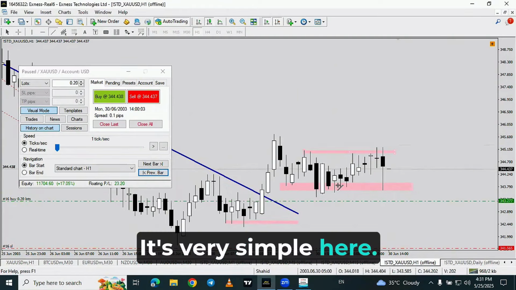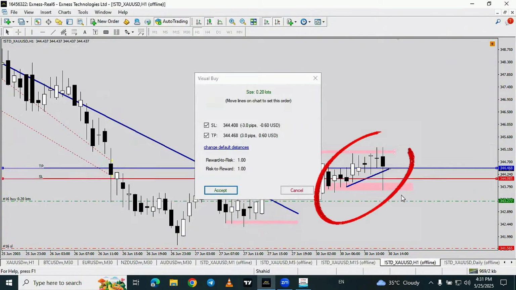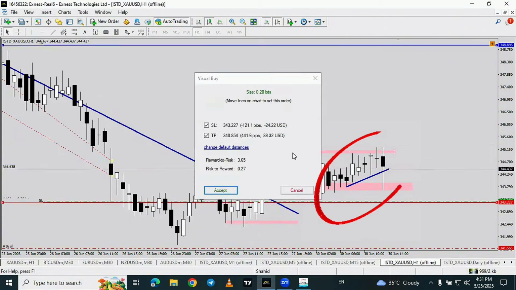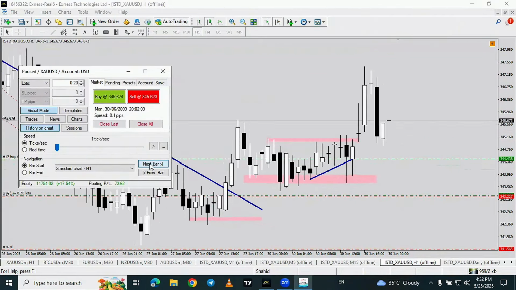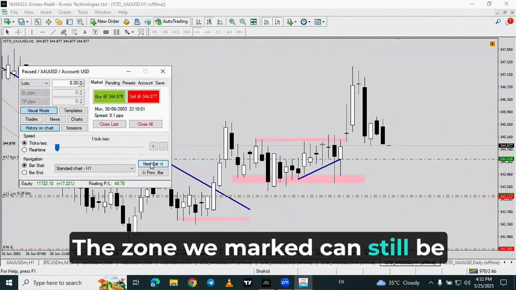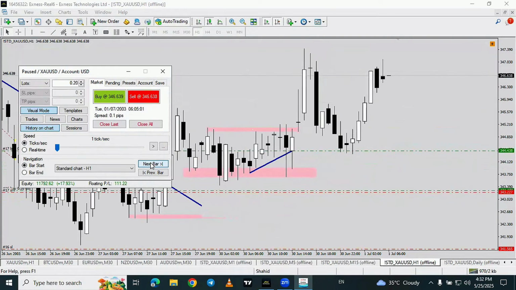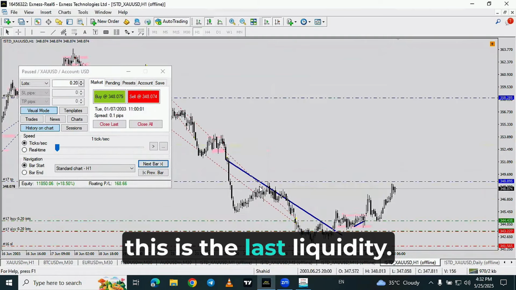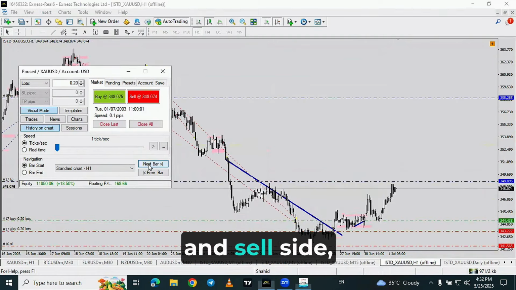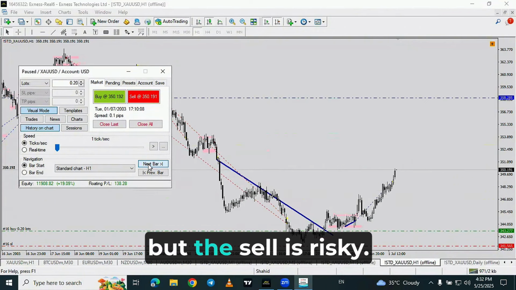It's very simple here. The market is bullish. The zone we marked can still be reached by the market. Look, the first target is done. We can also exit this trade above this liquidity because this is the last liquidity. Look, after the buy side and sell side, the market is going this way. If we find a suitable sell, we'll settle, but the sell is risky.